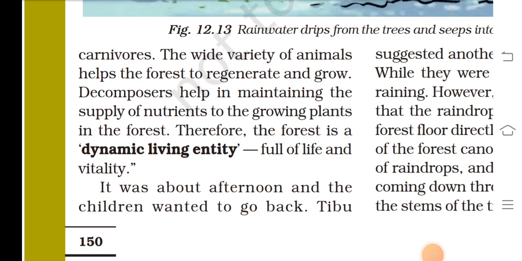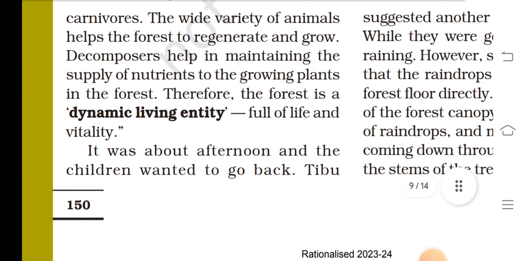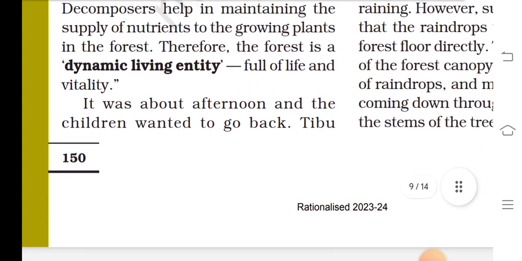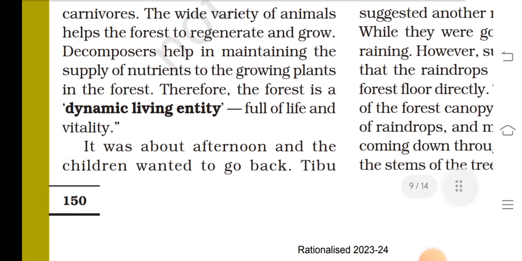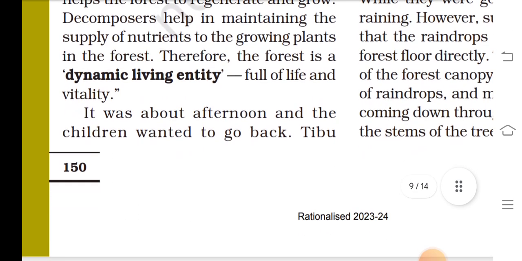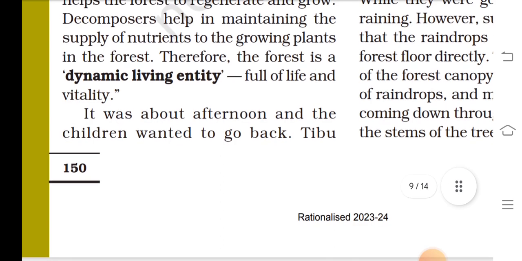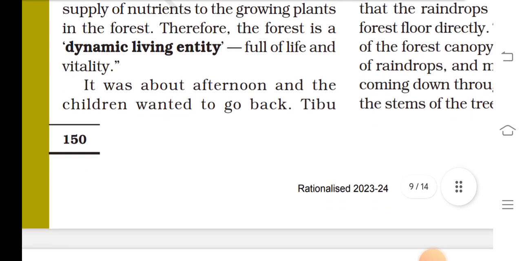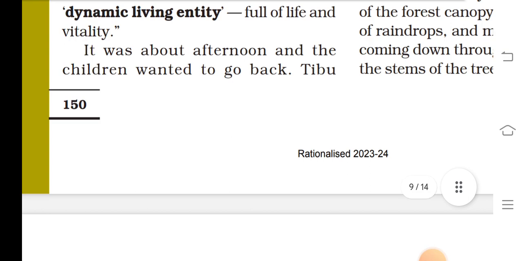Carnivores, the wide variety of animals, help the forest regenerate and grow. Decomposers help in maintaining the supply of nutrients to the growing plants in the forest. Therefore, the forest is a dynamic living entity full of life and vitality.